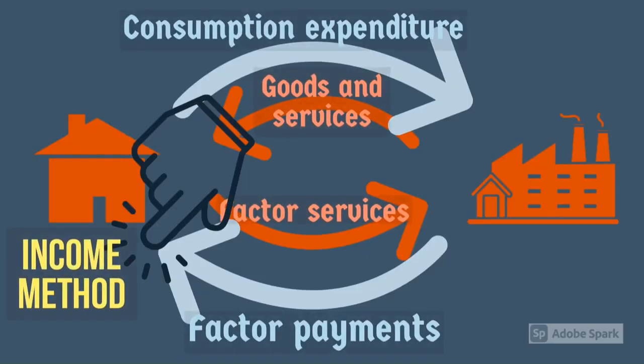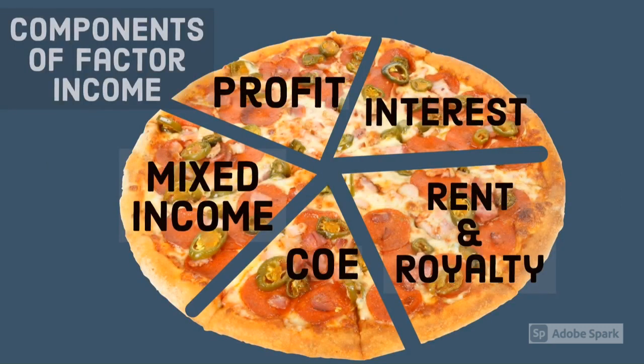My previous video on circular flow explains that the income method is used to measure national income in this distribution phase, where factor incomes flow from firms to households. So in the income method, all incomes that accrue to factors of production in the form of rent, wages, interest, and profit are summed up to calculate national income. Let's look at the components of factor incomes a little more formally.